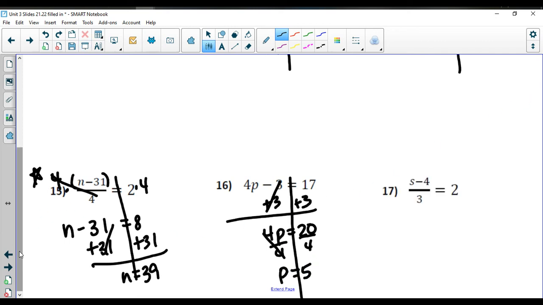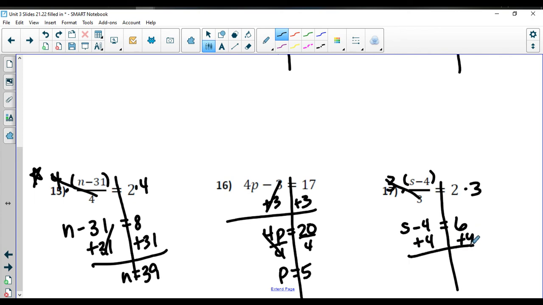The final equation for you to solve right here. Again, this is where you put that expression in those parentheses, undo the division by 3. And we're left with s minus 4 is equal to 6. Adding 4 to both sides, you get s is equal to 10.